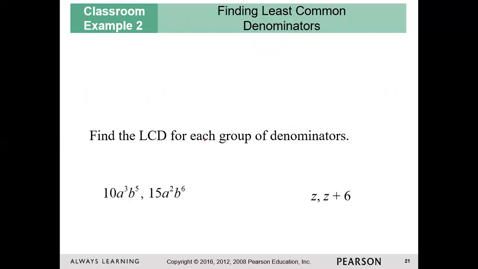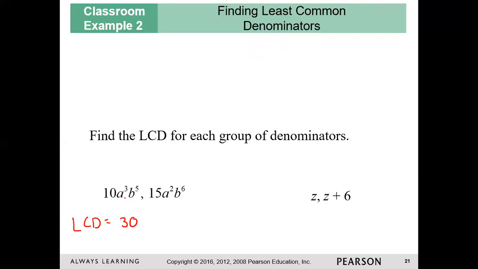So when you look at the LCD of these groups of potential denominators, now they're not actually in denominators, we're just kind of telling you that they are. So you look at these and you say, all right, we have 10 and we have 15. What would be the LCD if we just had 10 and 15? And most of you guys will know that the LCD between 10 and 15 is going to be 30.